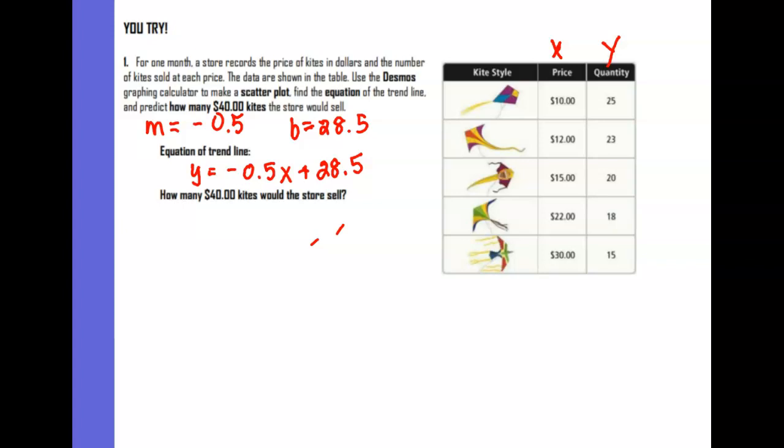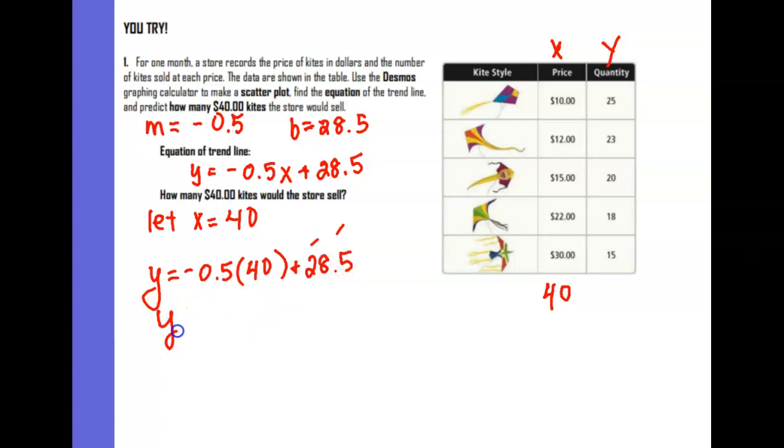All right. How many $40 kites would the store sell? So say we decided to up the price to $40. The store records the price of kites in dollars and the number of kites sold. So as we increase the price, the number of kites sold goes down. So it's a negative correlation, and that explains our negative slope. So now we're just going to let our x be 40. When we put x is equal to 40 in, we get y is equal to negative 0.5 times 40 plus 28.5. So your y is going to be equal to 8.5, so we're going to say approximately 8 kites.